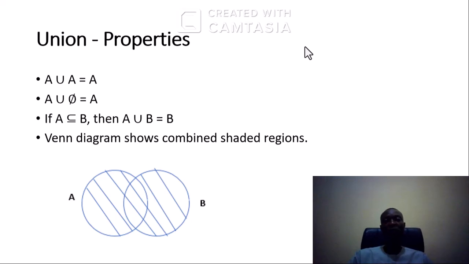Also, we have the properties of union. Of course, if we have A union A, the same set, then the union will be A. And A union nothing, that is A union the empty set, will give you A. And if you have set A, which is a subset of set B, then A union B will be B, since all elements in set A are contained in B. So A union B will be B.